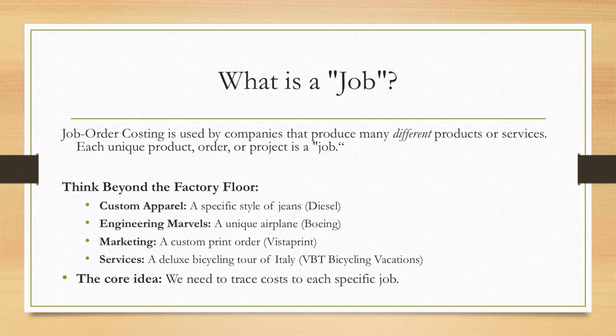Job order costing is a system used by companies that produce many different kinds of products or services. In this system, each unique product, customer order, or project is called a job. It's important to think beyond the factory floor. A job can be a specific style of jeans for a company like Diesel, a custom-built airplane for Boeing, a special print order from Vistaprint, or even a service, like a deluxe bicycling vacation in Italy. The core idea is that we need a way to trace costs to each of these specific, unique jobs.